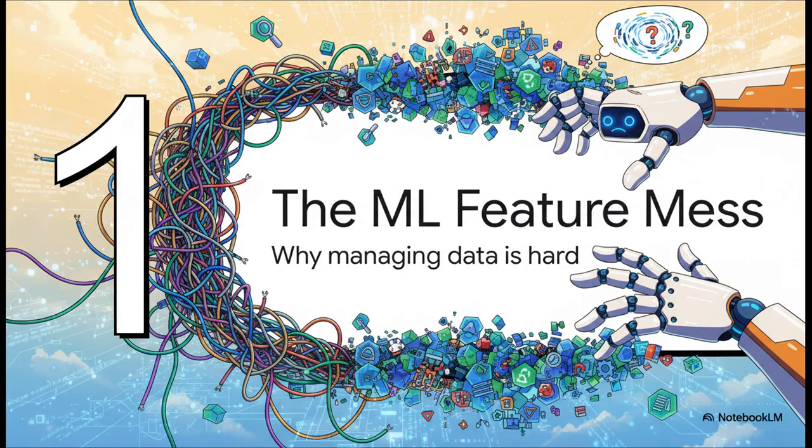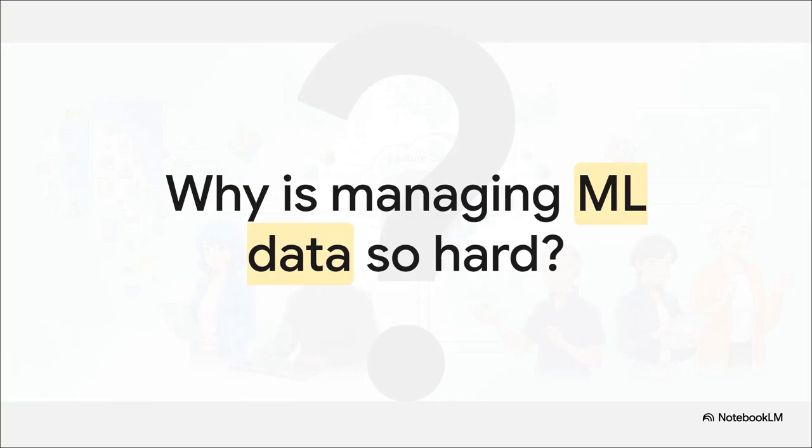Okay, let's set the stage here. Before we can even talk about the solution, we've got to understand the problem. And it's a big one, a real headache in the ML world that I like to call the feature mess. Look, if you've ever worked on an ML project, this is probably going to sound painfully familiar. You've got data scientists over here cooking up features in a notebook for model training. At the same time, you've got engineers on the other side trying to recreate that exact same logic for live predictions. It's just a recipe for disaster, and keeping it all in sync feels like a constant battle.